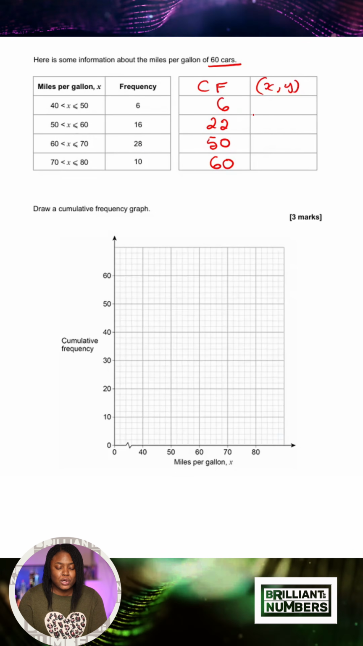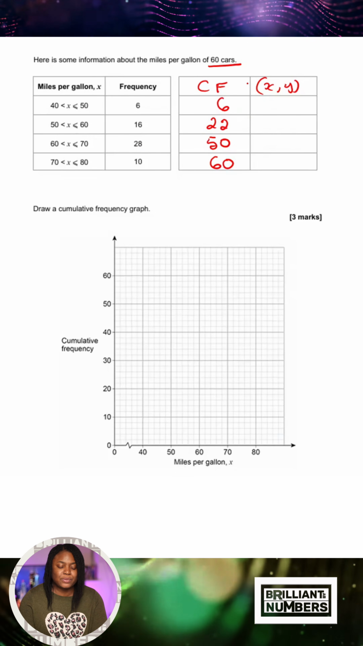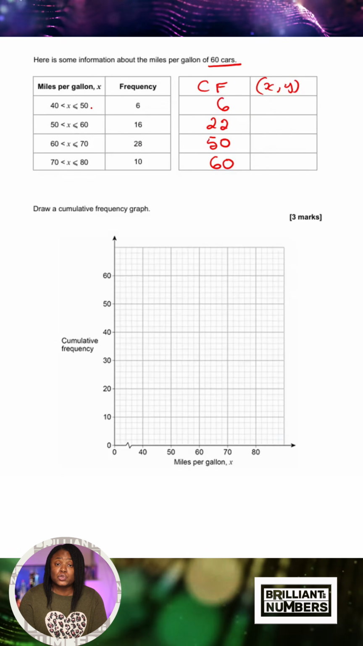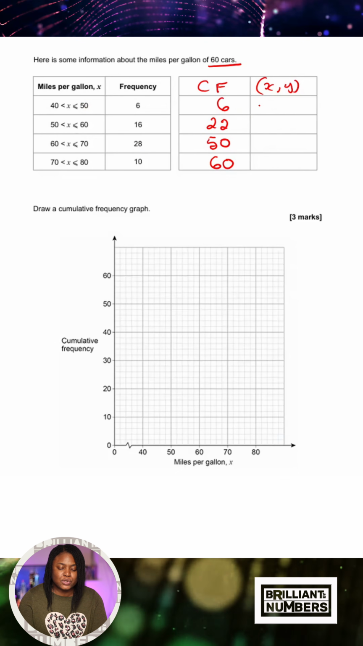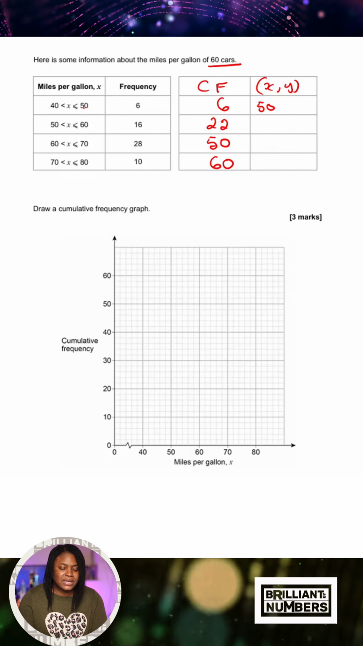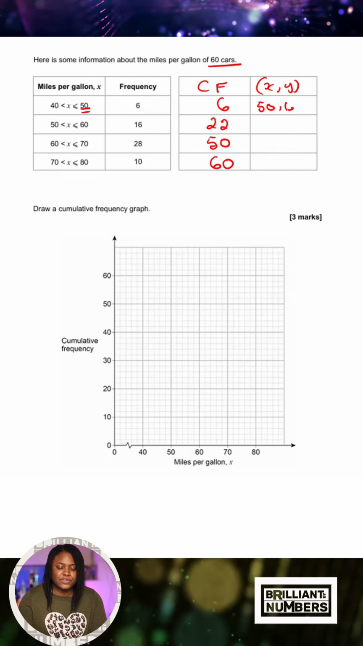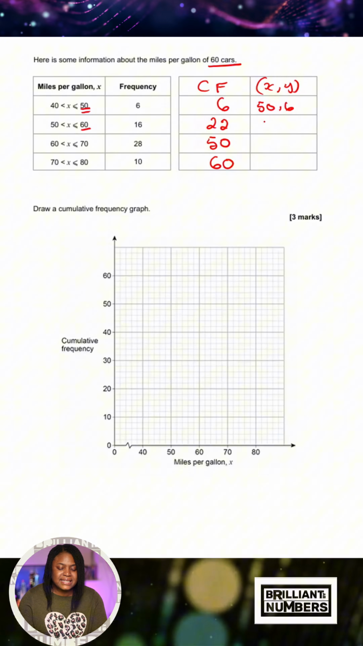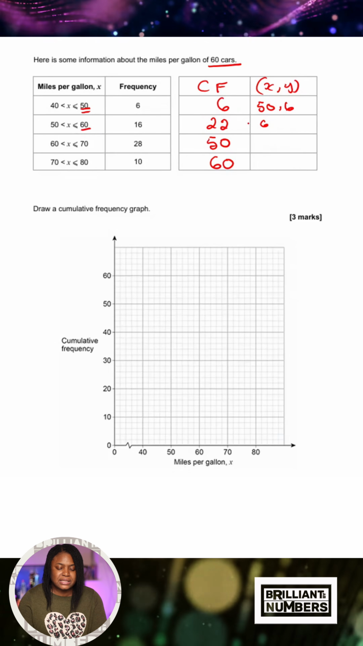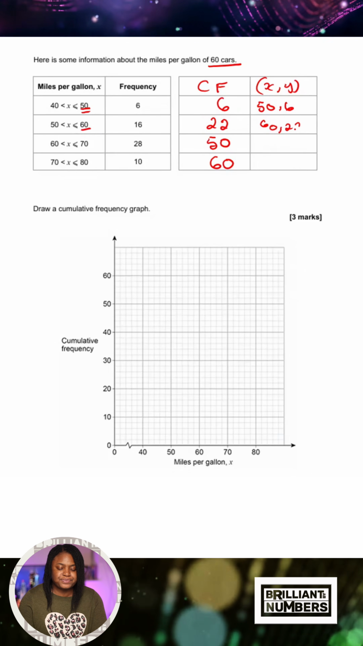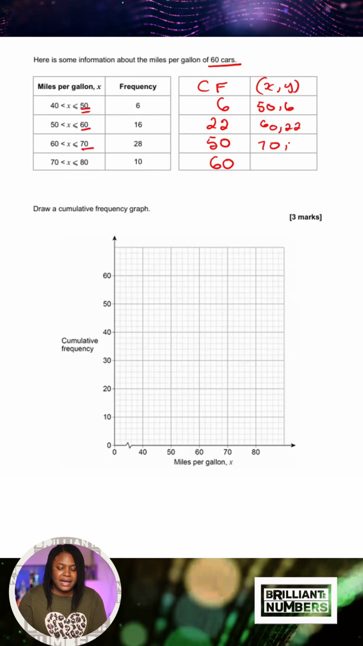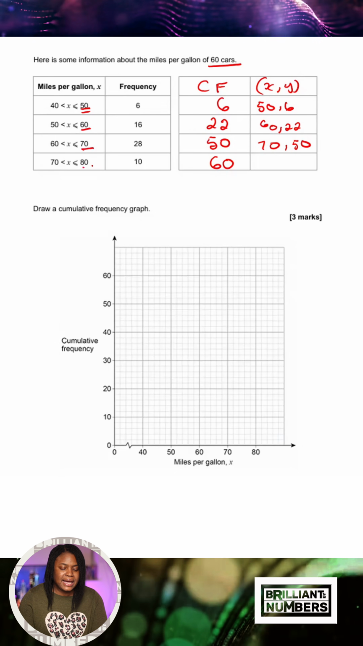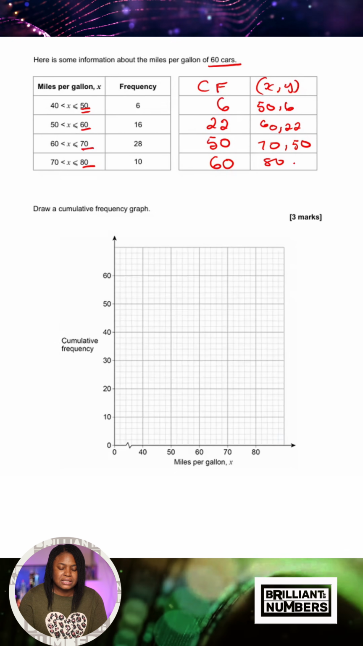Now we're going to be plotting the graph, but let's write the coordinates that we're going to plot first. Remember, it's always the upper bound of our intervals. So it's going to be 50, which we get from here, against the 6 for the cumulative frequency. 60 against 22, and then 70 against our 50 here, and finally 80 against our 60.